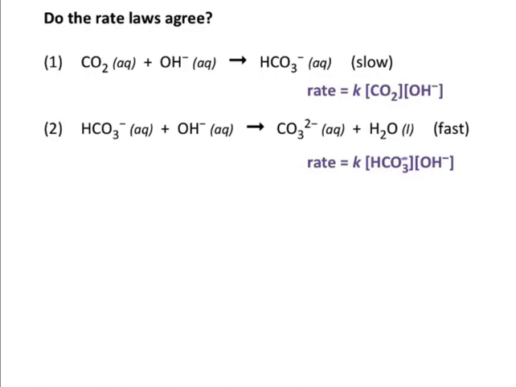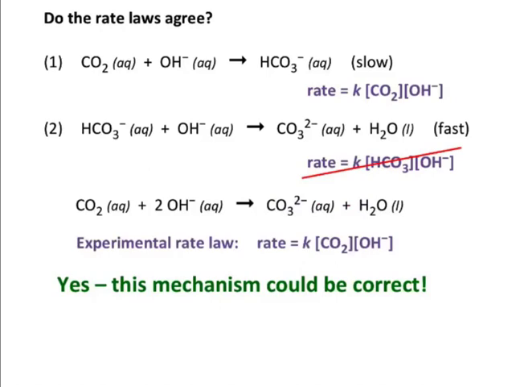Does it? No. So then that tells us that the mechanism would predict an overall rate law of first order in carbon dioxide and first order in hydroxide. And hey, this matches what we said at the top. So that means this mechanism could be correct. This doesn't prove that it is correct, but it says that it could be.